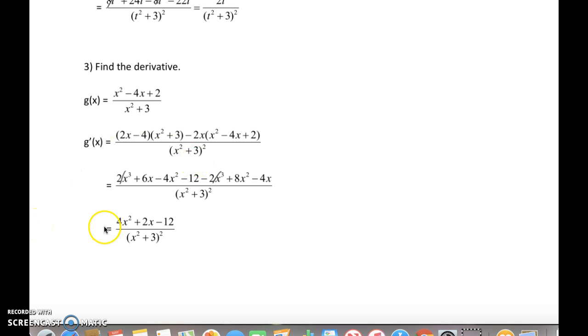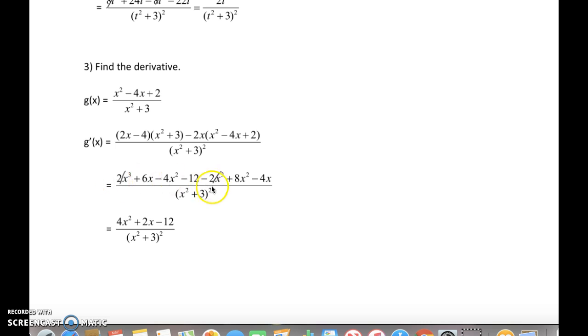When we go ahead and FOIL, we get 2x cubed plus 6x minus 4x squared minus 12. And then our second piece, remember that negative has to distribute. So we're going to have negative 2x cubed plus 8x squared minus 4x, and it's going to be divided by the denominator squared. We're still not messing with that.